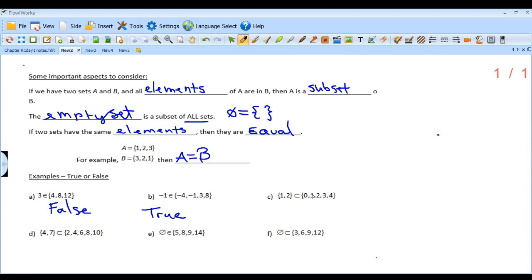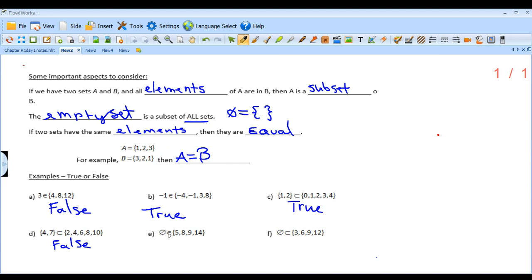What about {1, 2}? Are they a subset of {1, 2, 3, 4}? That set, it is true. All right. Next, let's look here. Is {4, 7} a subset of this listed set? Well, 4 is, but not 7. And for this to be true, all the values would have to be included. So that is false then.